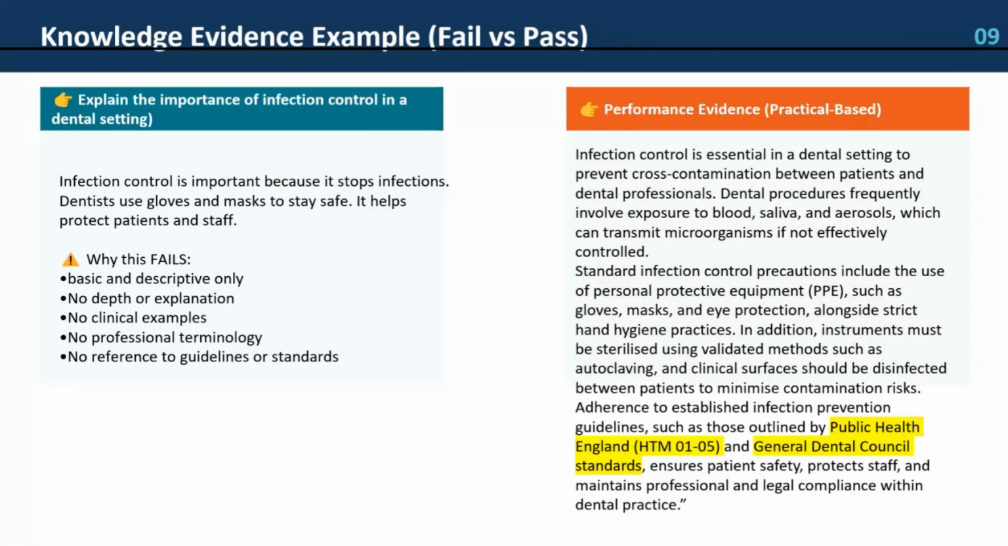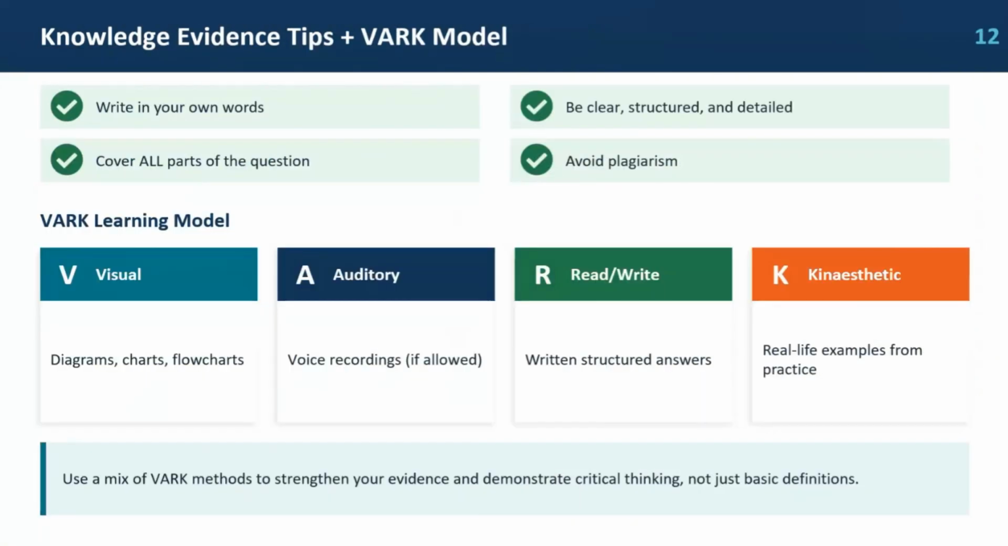This answer has all the parts required to pass the knowledge evidence. So again, your answer needs to be very clear and it should cover all the parts and all the ranges given by the question. If I would just give you a hint, each question would follow one model, that is the VARK model, right? It's visual, auditory, read, and kinesthetic. To do well in knowledge evidence, you need to clearly, and in your own words, write your answers. Always structure your answer properly. Don't just write one or two lines.